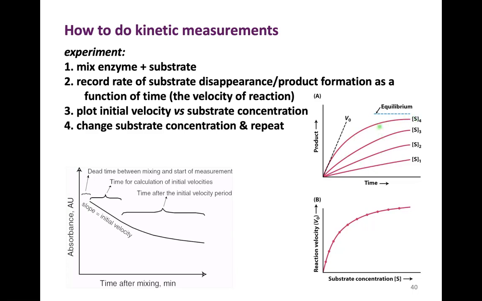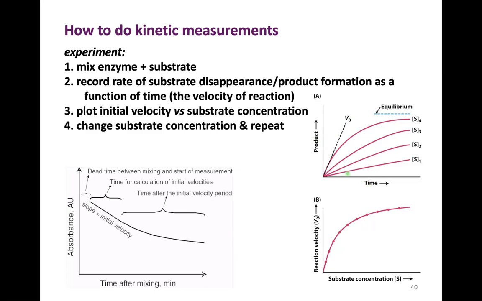Okay. Of course, as you're adding more substrate, your reaction is going faster, as you can see here. And what we are interested in is the initial velocity, so the initial slope, where this is somewhat linear. As the concentration of the substrate increases, the initial velocity increases. It's this initial velocity, the change in product over the change in time, velocity, right?